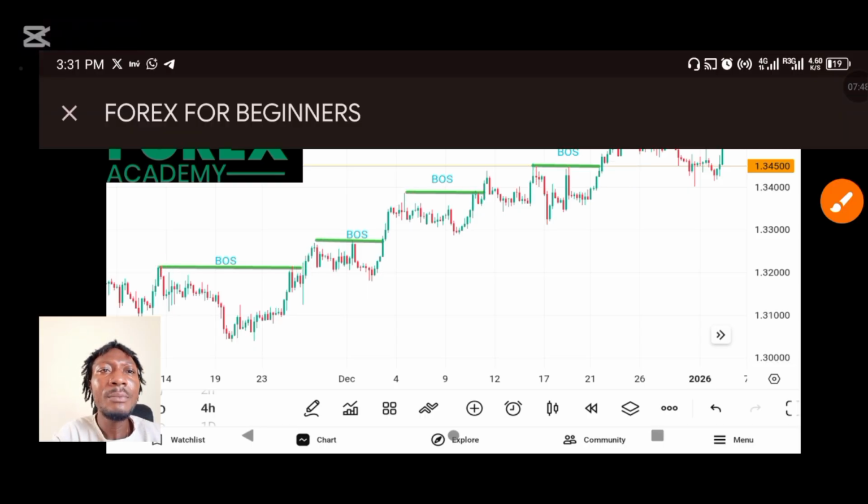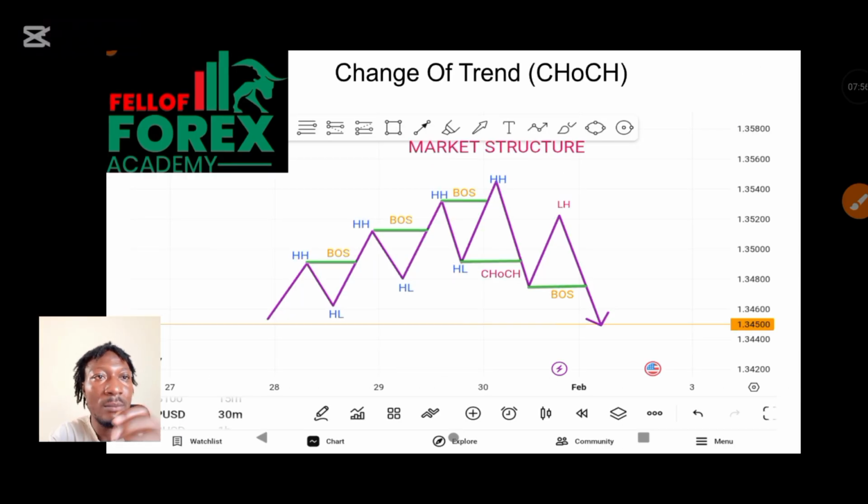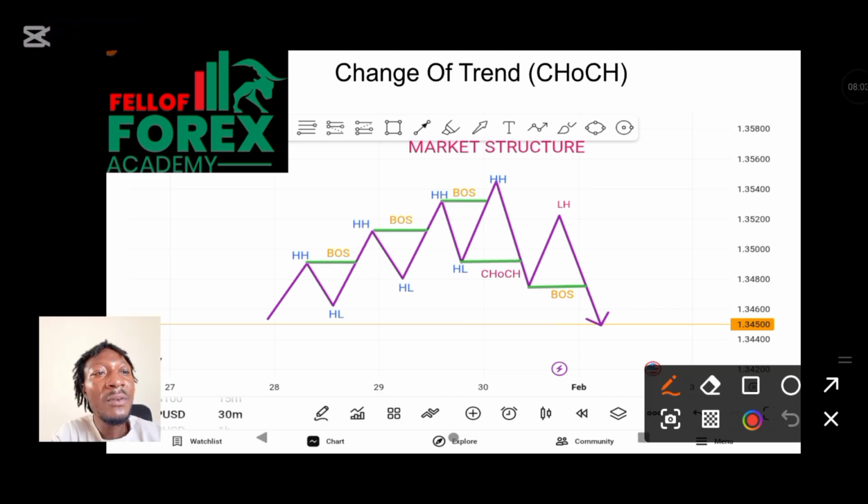Now I want us to look at something. There are times when you are in an uptrend and automatically you see price takes out the structural low. When price takes out the structural low, we call it a change of character. We call it a change of character, CHoCH.